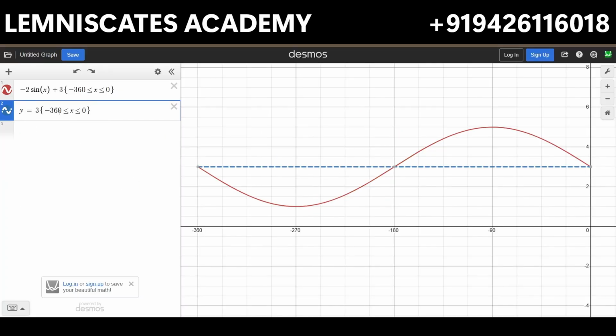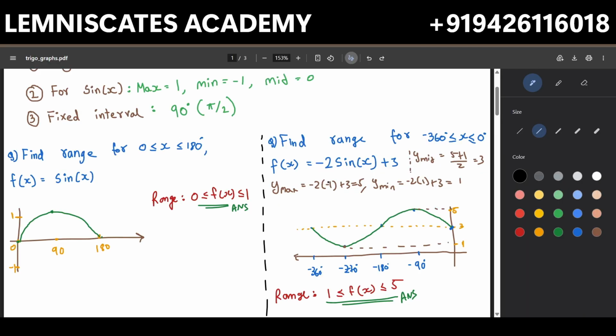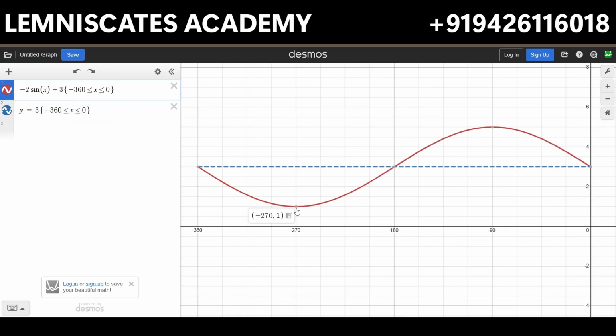So I've also plotted the graph on Desmos. As you can see, y equal to 3 is the middle value. The dotted line that you are seeing is coming from this part. And for both the cases, I have kept the domain from -360 to 0 so that we can mimic the graph that we had drawn over here for this question. And clearly we can see that the minimum value is 1 and the maximum value is 5. So from 1 to 5 becomes your range. All the outputs will be between 1 and 5.